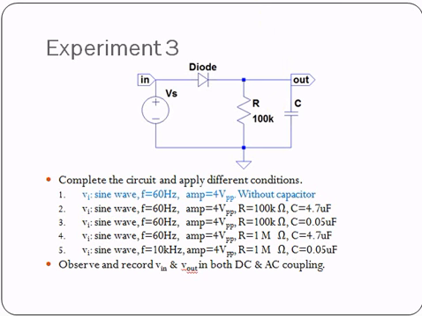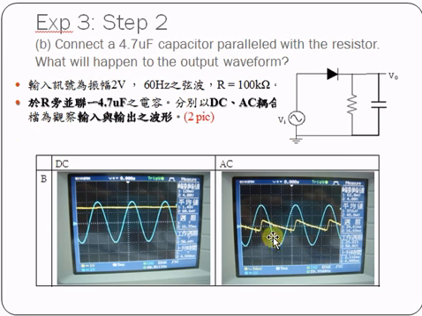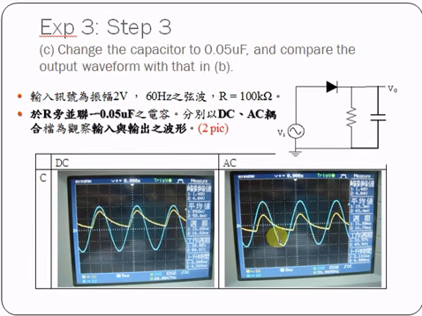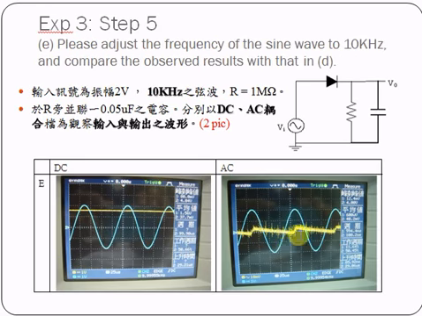When recording, align the input and output waveform to ground and use the same scale if we could observe the change in voltage. For some configurations, in the AC coupling mode, you have to adjust the scale in order to observe the changes.